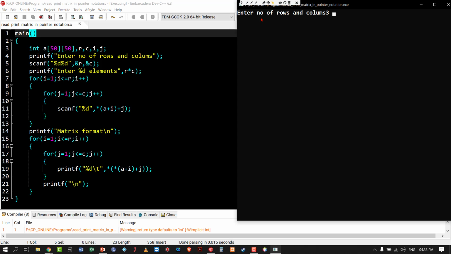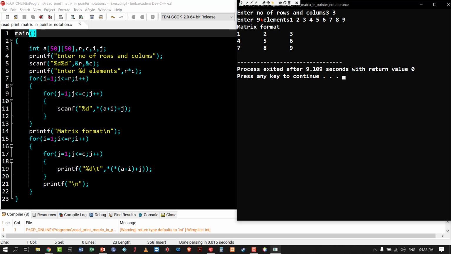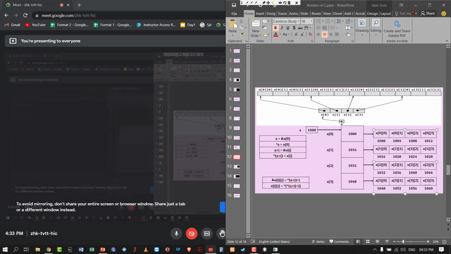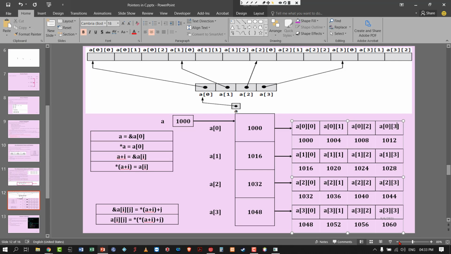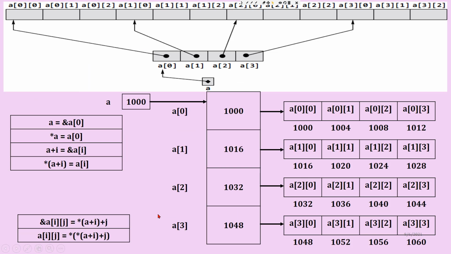Enter number of rows, 3. 9 elements: 1, 2, 3, 4, 5, 6, 7, 8, 9. So I get the exact output as we got earlier. This is the internal working, but the outcome is only these two lines. So you have to understand these two lines. More problems we will discuss when we study that. One more advanced topic we have to study, dynamic memory allocation. There we will discuss. So we are not going to study any new programs. We are only making slight modifications in programs which we have studied already.